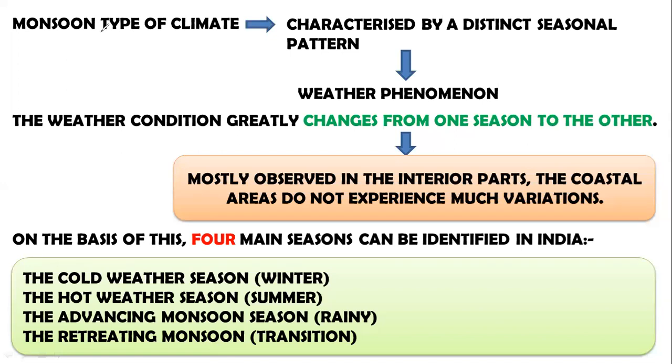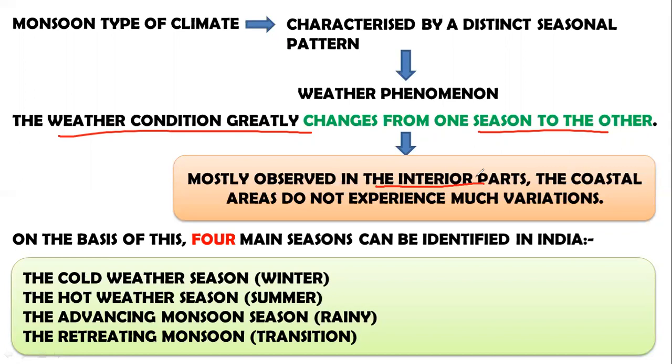And based on this weather phenomena, we have categorized four main seasons. We noticed that the weather condition greatly changes from one season to another, and most importantly, these changes are observed in the interior parts. Coastal areas stay the same throughout the year. They have moderate climate throughout the year due to the concept of land breeze and sea breeze. But it is not the case with interior parts, the areas that are landlocked. They experience extreme summer as well as extreme winter.